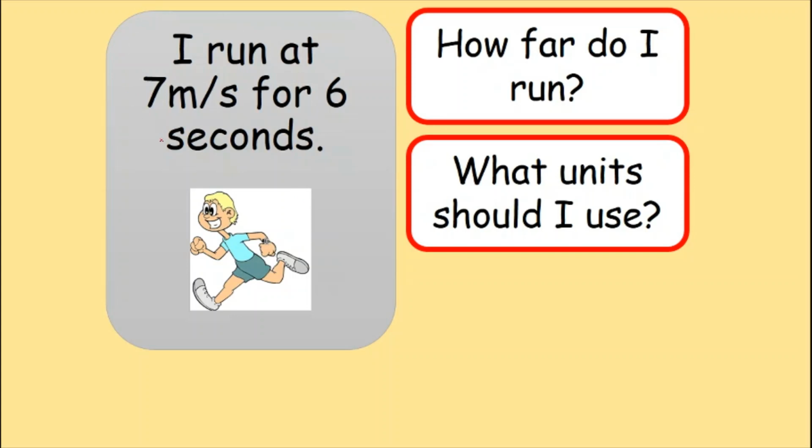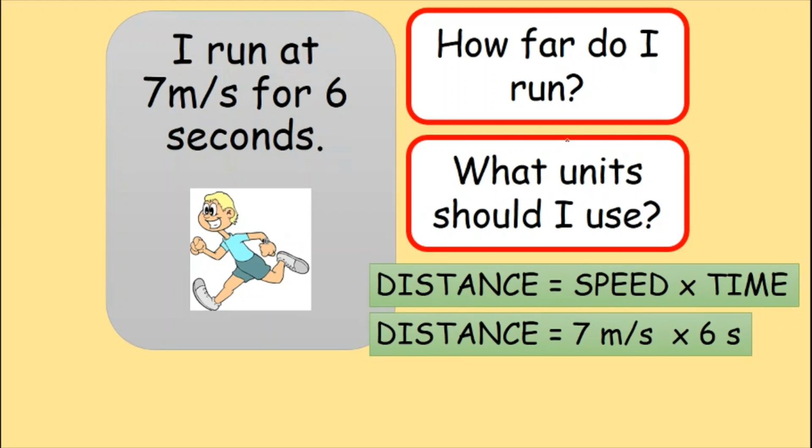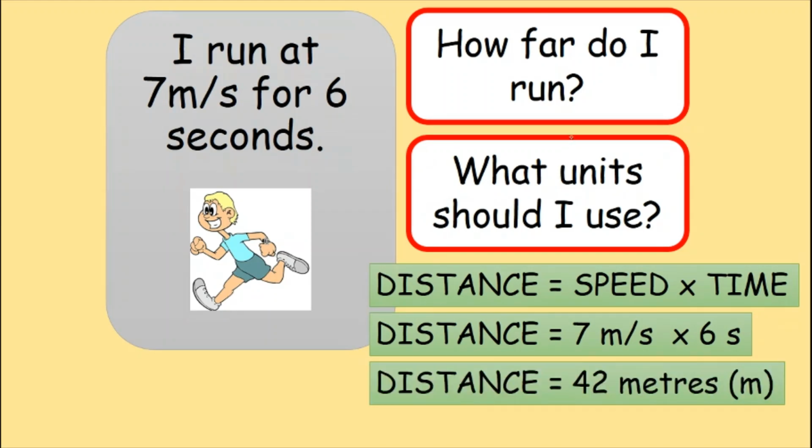And the final one here, like this, I run at 7 meters per second for 6 seconds. How far do I run and what units? Well, again, using our triangle, we know that distance is speed times time. 7 meters per second times 6 seconds, 42 meters.